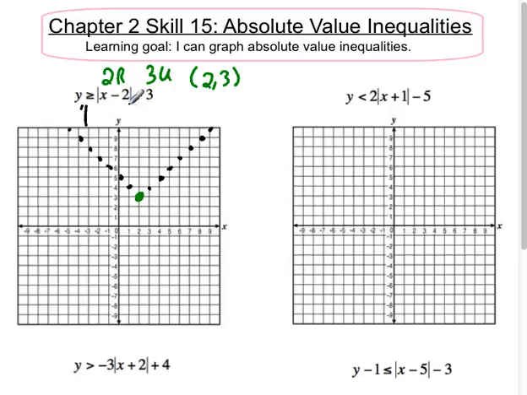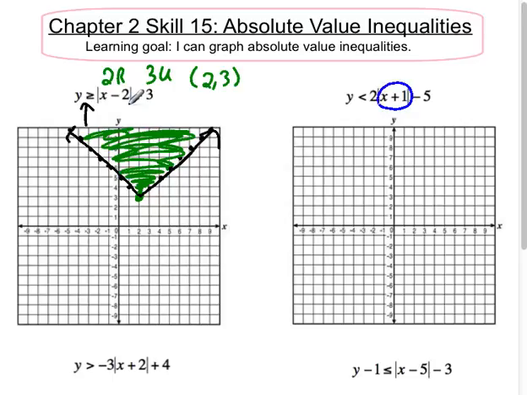I need to look at this. So greater than or equal to. The or equal to means we get a solid line. Greater than means we're going to shade above the vertex. Above the vertex puts us on the inside of that absolute value. So again, almost the same as what we've been doing previously.